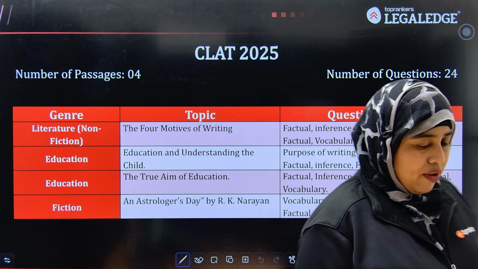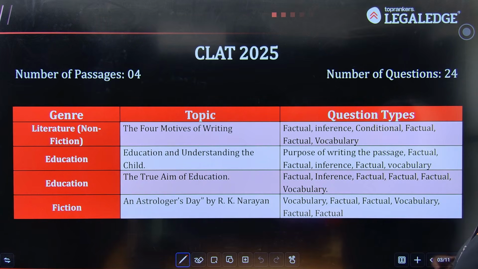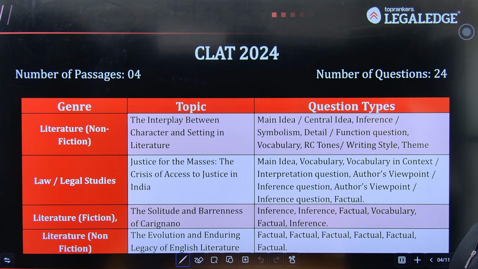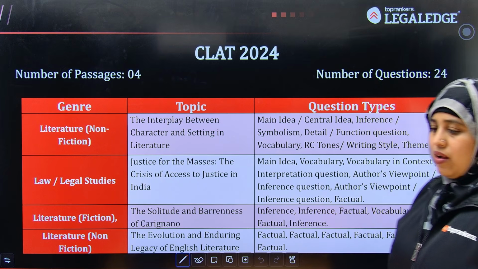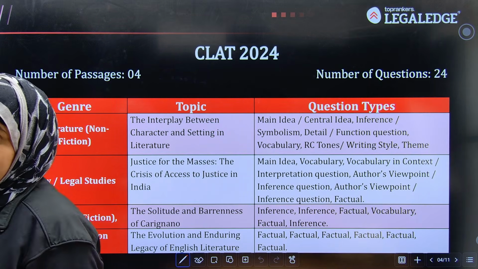All right. So, what is the common question type? That's what we are going to analyze afterwards. Now, students, CLAT 2024. This was again quite easy with easy LOD, I would say.